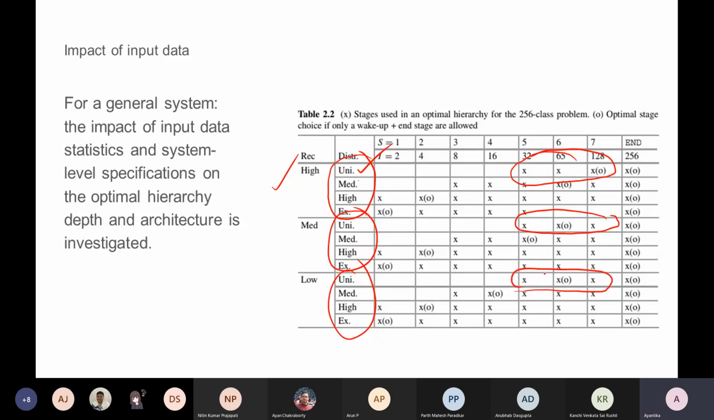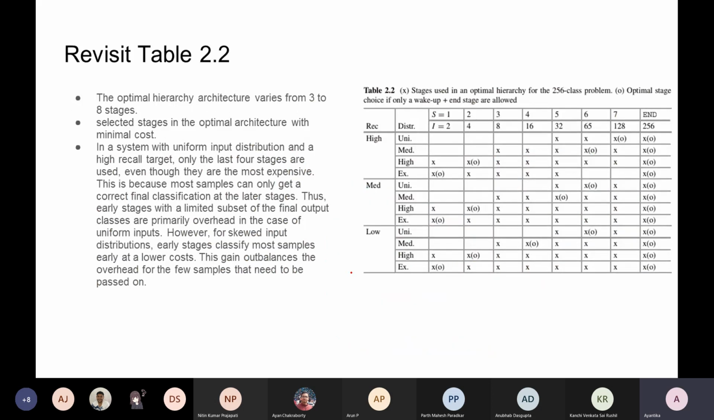Whereas if your data is extremely skewed, you are getting this output or classification from some initial lower number of stages. That means the idea is, if your data is highly skewed, it's the same for all of them. You can revisit here the details written. For the optimal hierarchy, it is given that it varies from 3 to 8 stages, which is specific to their experiment. Select the stages in the optimal architecture with minimum cost.